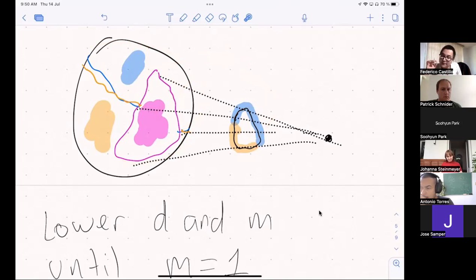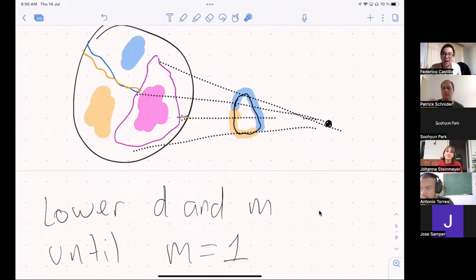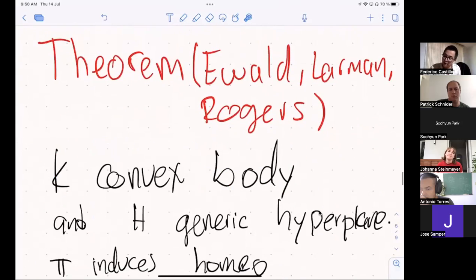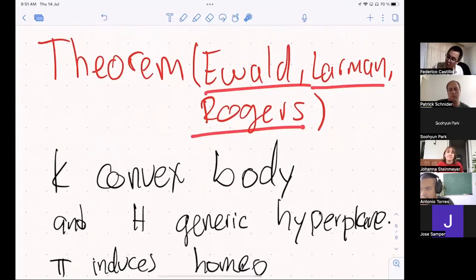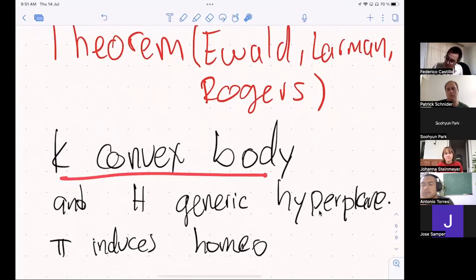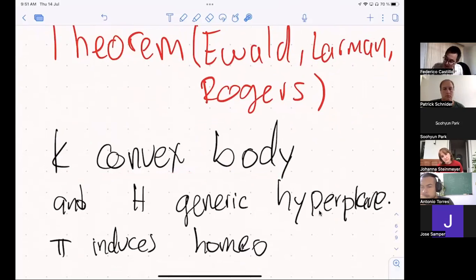But there is another technical lemma, a difficult technical lemma, I think, and we import it from another paper. By the way, we are talking about a homeomorphism from this boundary to this boundary, and that sounds true, but it's very hard to prove. Well, I found it hard to prove. So we use a theorem from Ewald, Larman, and Rogers.